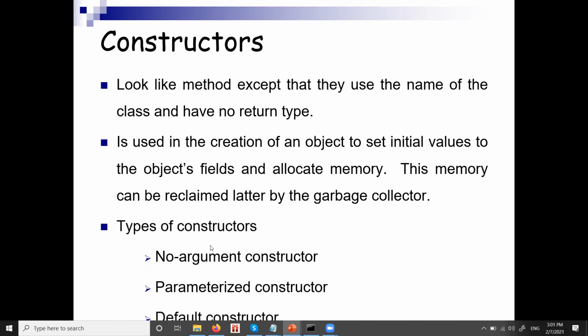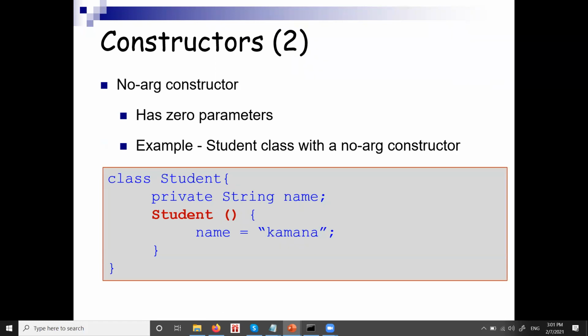So we have three types of constructors. Number one, the no-argument constructor: you don't pass any parameter. Number two, we have a parameterized constructor. Those are the constructors with some parameters or some arguments. And number three, we have what we call the default constructor. This is when you create a class and you don't specify any constructor. So that is what you call a default constructor. This is, for example, a constructor which does not take any argument, so zero parameters, and you can see the way it looks. We have a class called Student.